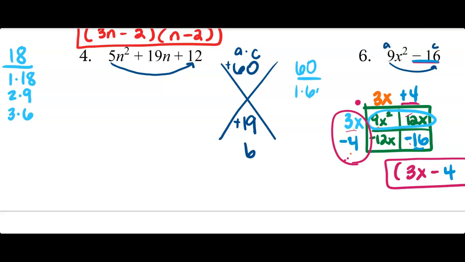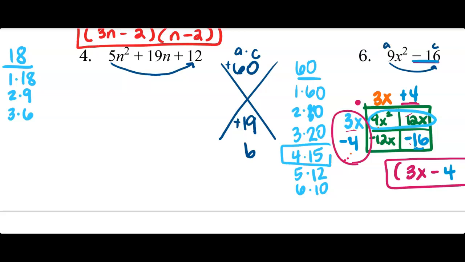Factors of 60 are 1 and 60, 2 and 30, 3 and 20, 4 and 15, 5 and 12, 6 and 10, and that is all. So go through, and the ones that will add to be 19 are 4 and 15. So we put 4 and 15 here.